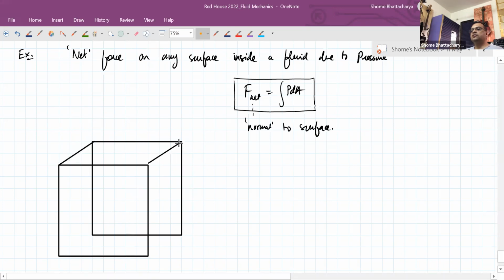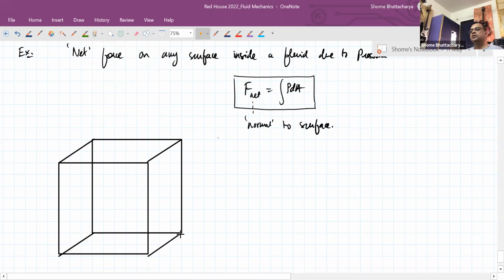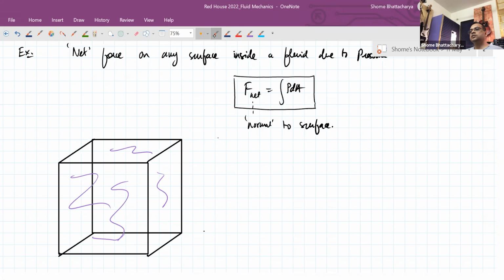So it has 5 of its surfaces, I mean, all 5 of the surfaces, the 4 side walls and the floor, they're all in contact with the fluid inside. So each of these individual surfaces is experiencing some net force because of hydrostatic pressure. Okay. So we have to calculate the net force on each of the surfaces.